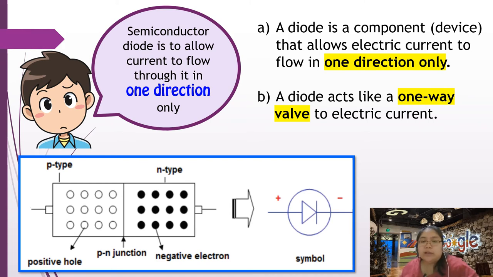From here, they also explain that a diode is a component that allows the electric current to flow in one direction only. You can also say a diode is a one-way valve for the electric current. If I'm using direct current, then no problem. If I'm using alternating current, the first cycle can pass through the diode, the second cycle the diode will block it. So this is the function of the diode. You can see the semiconductor diode, p-type and n-type, then they join with the cathode and the anode. So this one is the symbol for the diode.